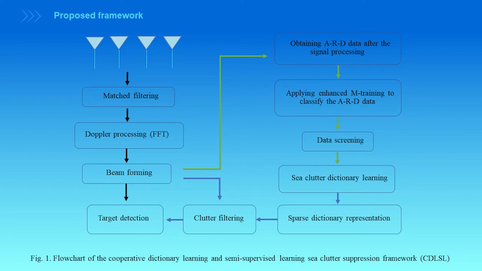Different from the traditional radar signal procedure, after beamforming, the proposed algorithm makes use of the dictionary to perform sparse representation of the echo and clutter suppression, and then carries out target detection on the echo signal after clutter filtering. The above-mentioned process is represented by the blue line in Figure 1.